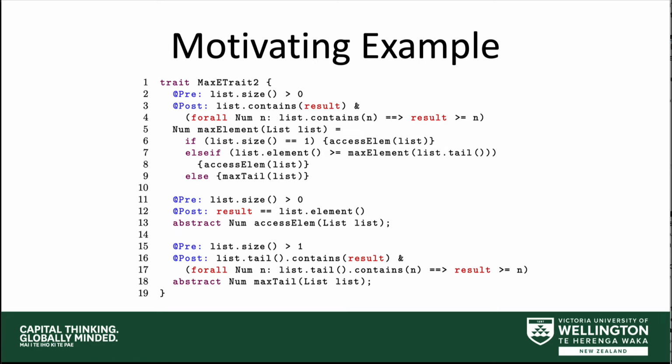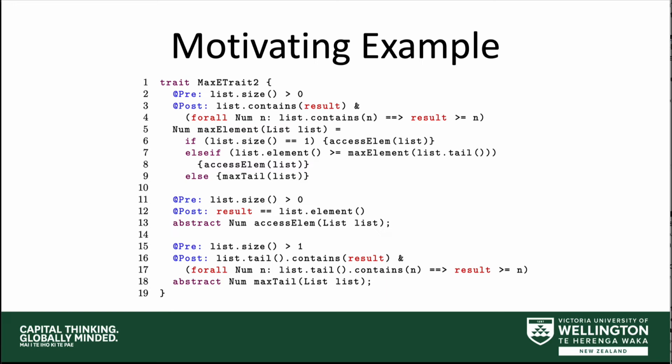We then sit down and start to think about what we can do, and we write a second trait. We just call it max element trait 2, where we try to implement max element. We now give it a body. It becomes a concrete method that is going to be provided by this trait, and the body will basically do the following sequence of steps on lines 6 to 9, where if the list is just a singleton element, it will call out to access element.